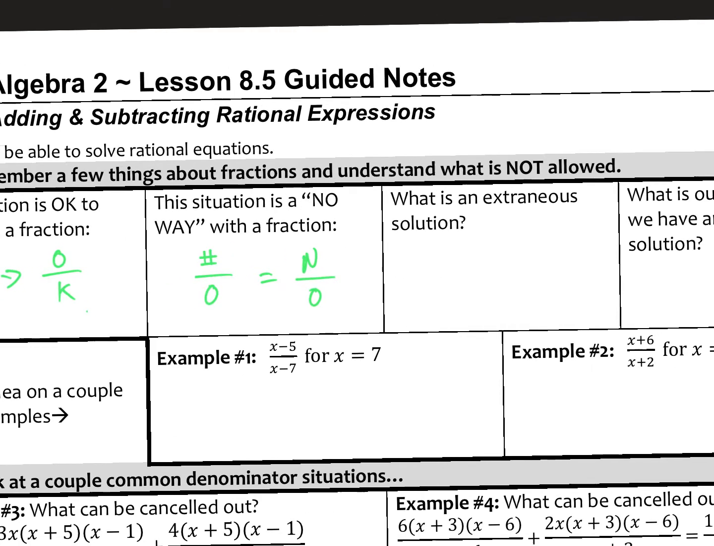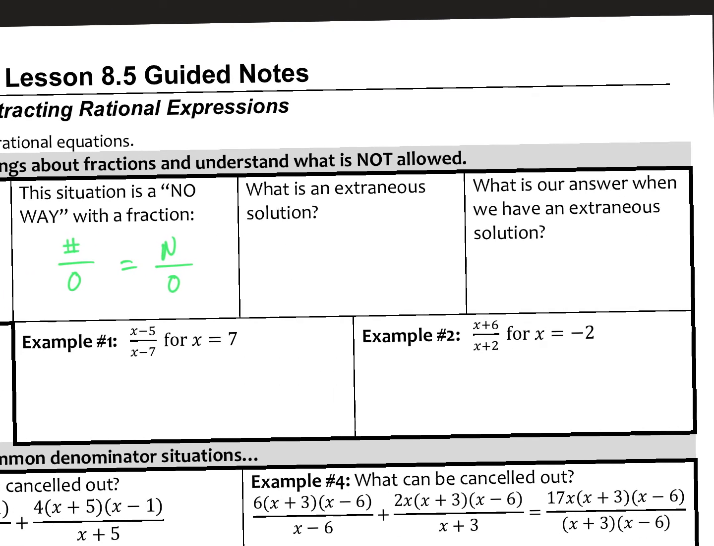Okay? All right, so an extraneous solution is any solution that we get that when we plug back in gives us a 0 in the denominator. Because we cannot have 0 in the denominator. So any solution we get, we need to make sure we check by plugging it in to make sure that it works. Okay? When we have an extraneous solution, we're just going to go ahead and write no solution.